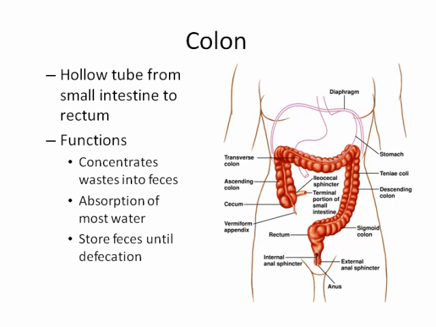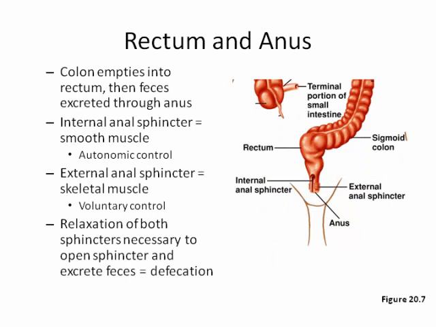So basically the colon is a hollow tube. It goes from the small intestine to the rectum. And as I said, it concentrates the waste product into feces, with absorption of a great deal of water. Any of the water that was not absorbed in the small intestine is going to be stored there, and then of course it's storing the feces until the process of defecation.